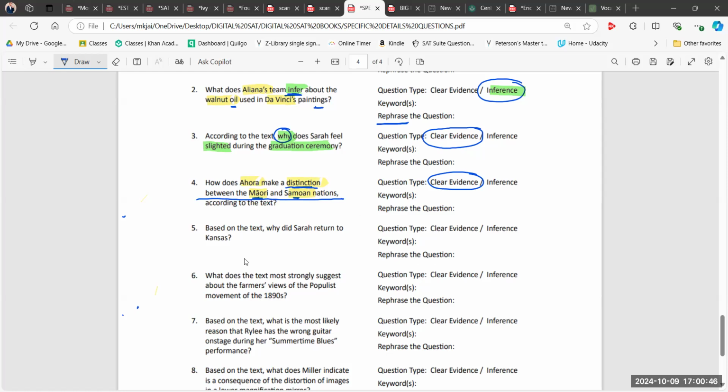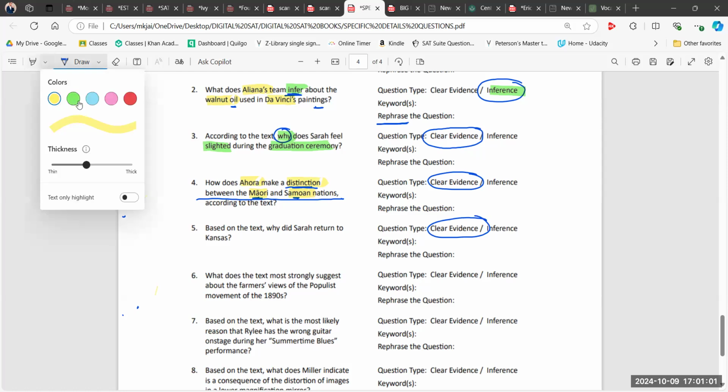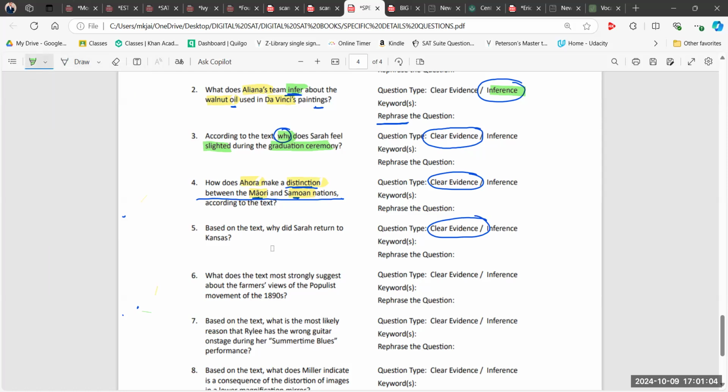Yeah, who would like to try? Yes, Ziyad. What do you think of number 5? Based on the text, why did Sarah return to Kansas? What kind of question is this? Yeah, clear. Okay, what could be the keywords there in the question that we can highlight? Sarah. Sarah?